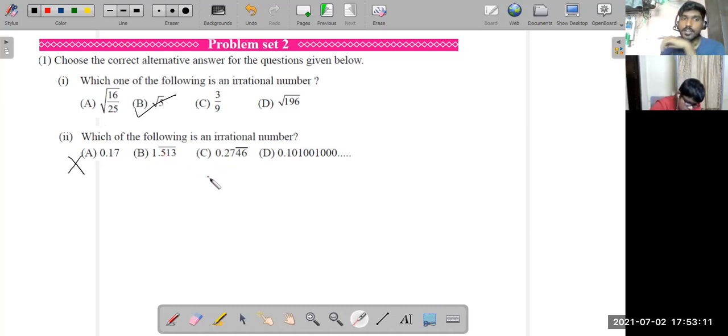Non-terminating, non-recurring. Now look at this C. In this, only 46 is recurring. So is this irrational? No. So the only option is the last one. Clearly you can see it is non-terminating. It is going on and on, plus there is nothing recurring in it. Clear? Yes, sir. Okay. So keep the second definition of an irrational number in mind: the decimal representation should be non-terminating and non-recurring.